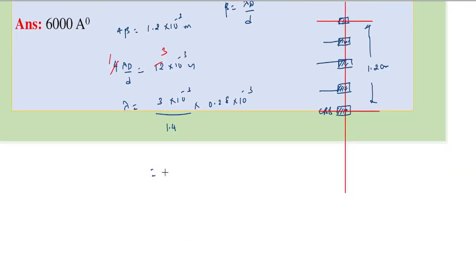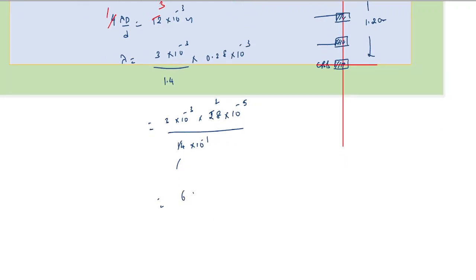You can just rearrange this and write it as 3 into 10 power minus 3 into 28 into 10 power minus 5. I pulled out, this is 10 power minus 5, because I pulled out 2 here, by 14 into 10 power minus 1. So 1s are, 2s are, so it becomes 6 into 10 power minus 7, because the minus 1 goes on top, same as 6000 angstrom. So this is the required answer for this question.